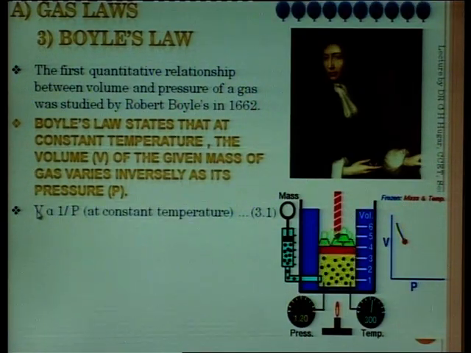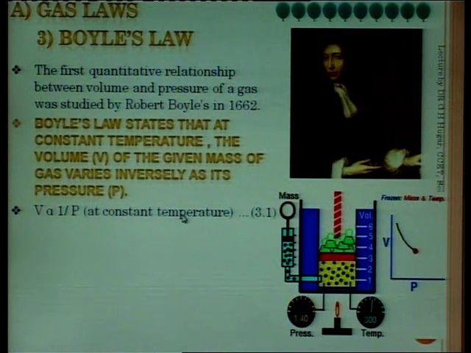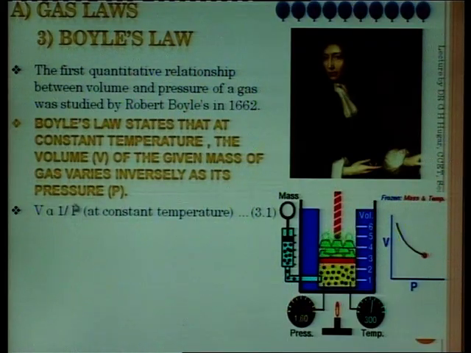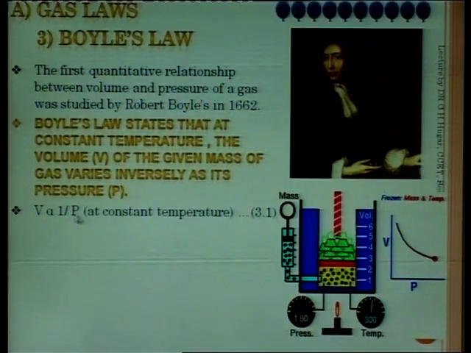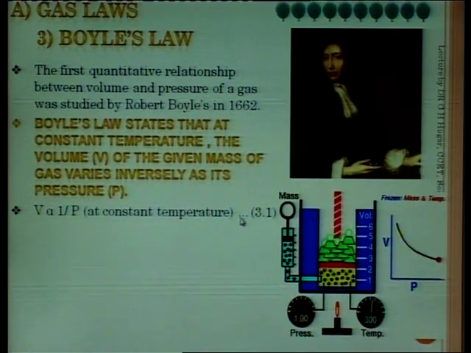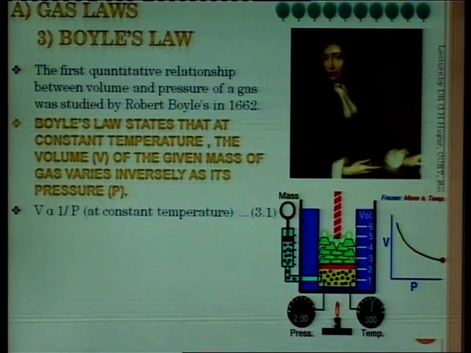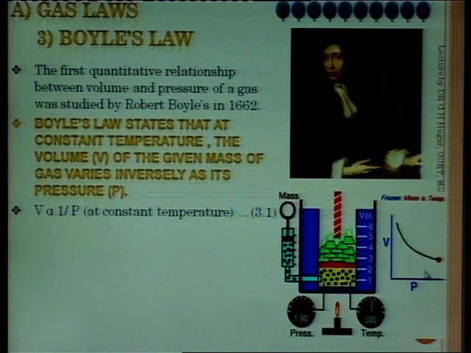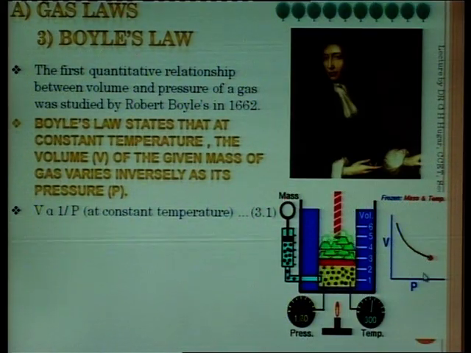So, if V is the volume of the gas and P is the pressure of the gas, of course at constant temperature, the relation between volume of the given mass of a gas and pressure can be written as V inversely proportional to P at a constant temperature. This graphic illustrates that as the pressure decreases, volume will increase, and as you increase the pressure, volume gradually decreases.